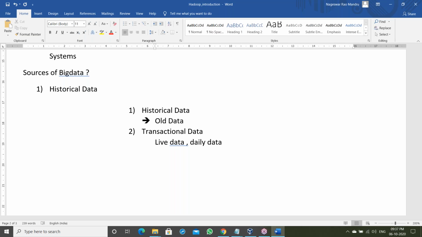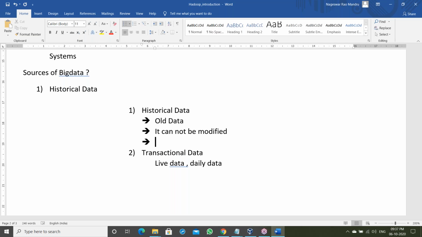Transaction data can be modified and updated anytime, but historical data cannot be modified here. Old data cannot be modified. Once the year is closed, the data comes under historical data. If you try to modify that old data, what happens? Your balance sheet gets affected, right? That should not be modified. We can't modify history.